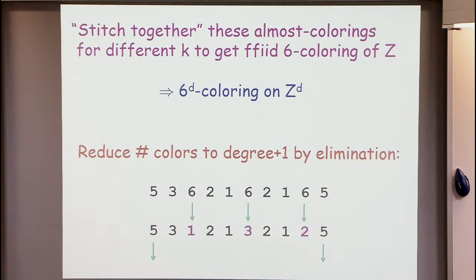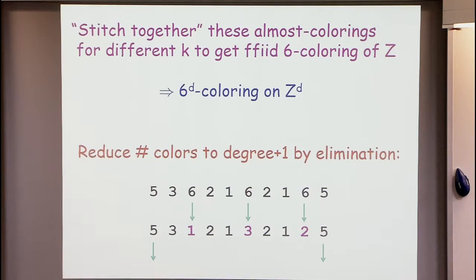And then what you do is you somehow have to stitch together these almost colorings for different values of k. The idea is you have this process that just very occasionally makes a mistake. It has two colors the same by looking to distance k. So when I see that, I want to look one further. I want to look to distance k plus 1, and then I'll be even less likely to have a color clash. So by doing this, you can get an FFIAD 6 coloring of the integers.